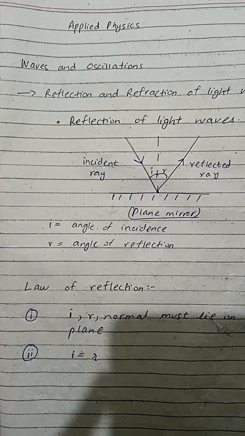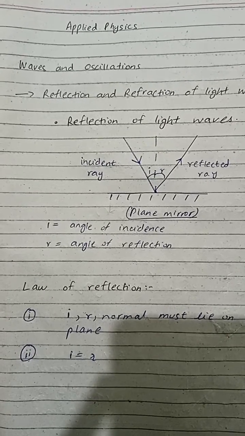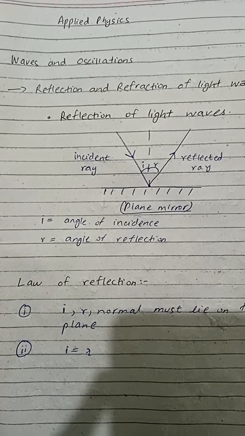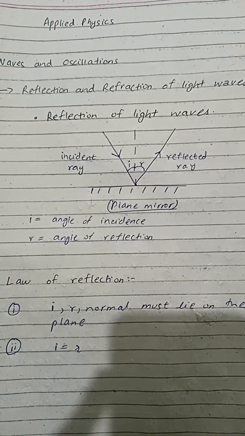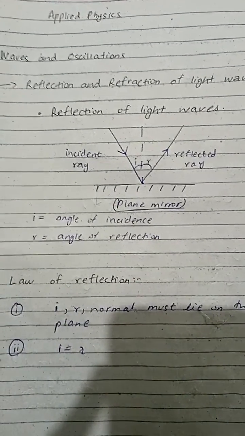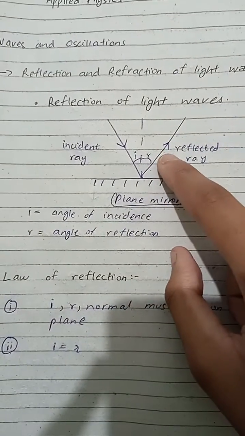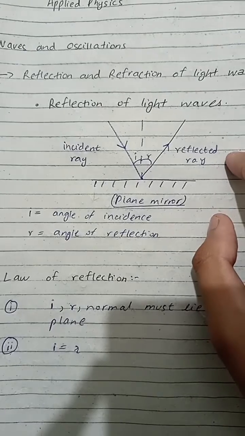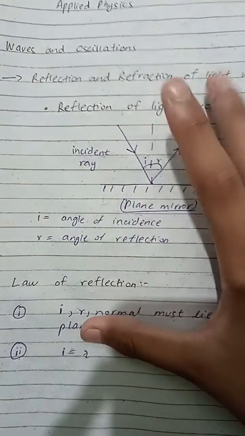So what is the law of reflection? The law of reflection is that I, R, and the normal must lie on the same plane. They will not be out of the plane. The angle of incidence, the angle of reflection, and the normal will all be on the same plane.